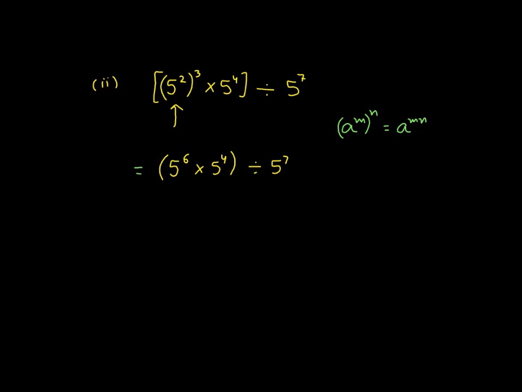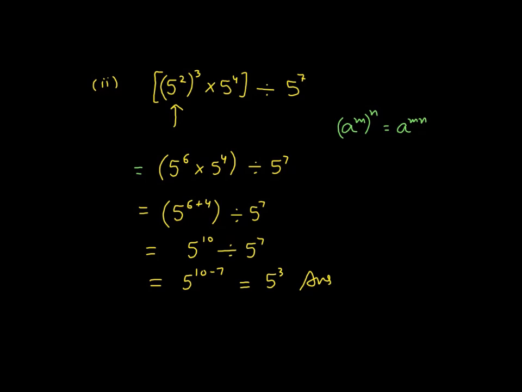Now here again we can use the very first law: 5 power 6 into 5 power 4. The powers will be added because the bases are same. 5 raised to power 6 plus 4 divided by 5 raised to power 7. So we get 5 raised to power 10 divided by 5 raised to power 7. Now you know these powers will be subtracted. So we will be getting the answer as 5 raised to the power 3. We have used 3 laws in this.